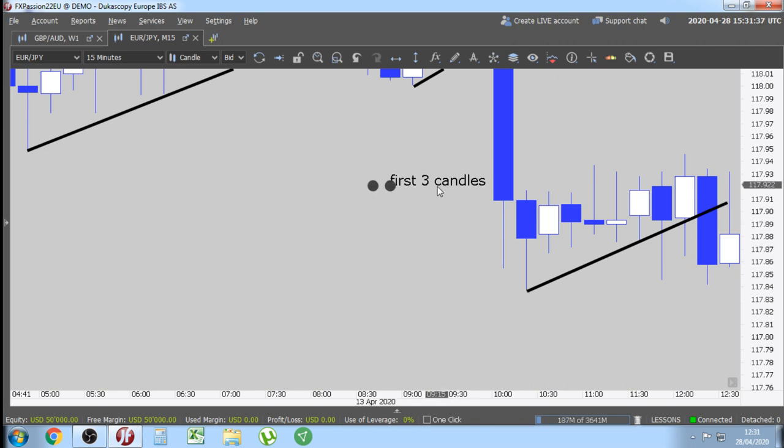Everybody, this is why it's important for you to learn how to draw and how to adjust trend lines. Okay, Stojan, did I answer your question? When you see a high or a low, then wait for the first three candles and then start to draw.